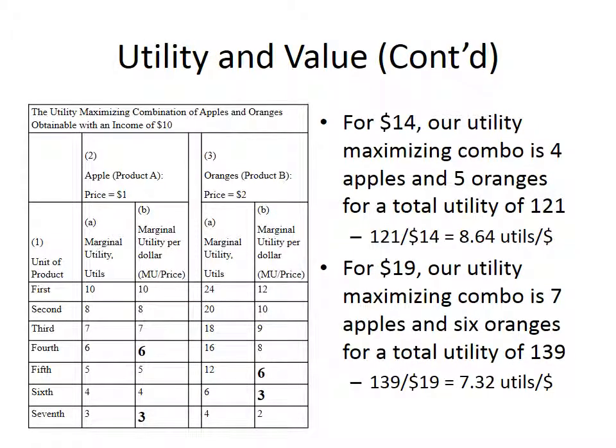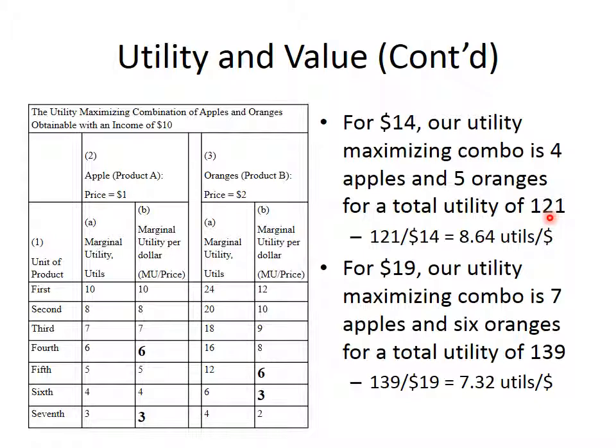Now, let's look at utility and value. This is kind of utility and value revisited. For $14, our utility maximizing combo is 4 apples and 5 oranges. We just figured that out a couple of slides ago. That gives us a total utility of 121 units. And it shouldn't surprise us. For $10, we got a total utility of 96 for our $10, which worked out to be 9.6 units of utility per dollar spent.